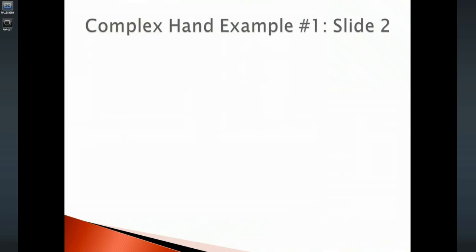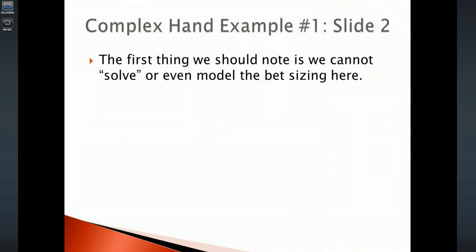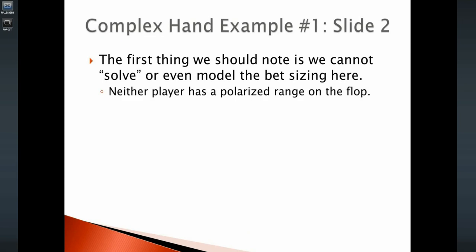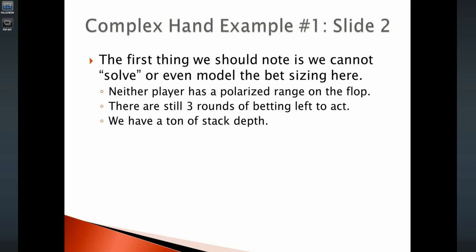Slide number 2. The first thing we should note is we cannot solve or even model the bet sizing here very accurately. Neither player has a polarized range on the flop. There are still three rounds of betting left to act, and we have a ton of stack depth. So there's no nifty models or formulas we can use. I know when I've done Flopzilla videos in the past, I would say like, okay, look at how big your opponent's betting.